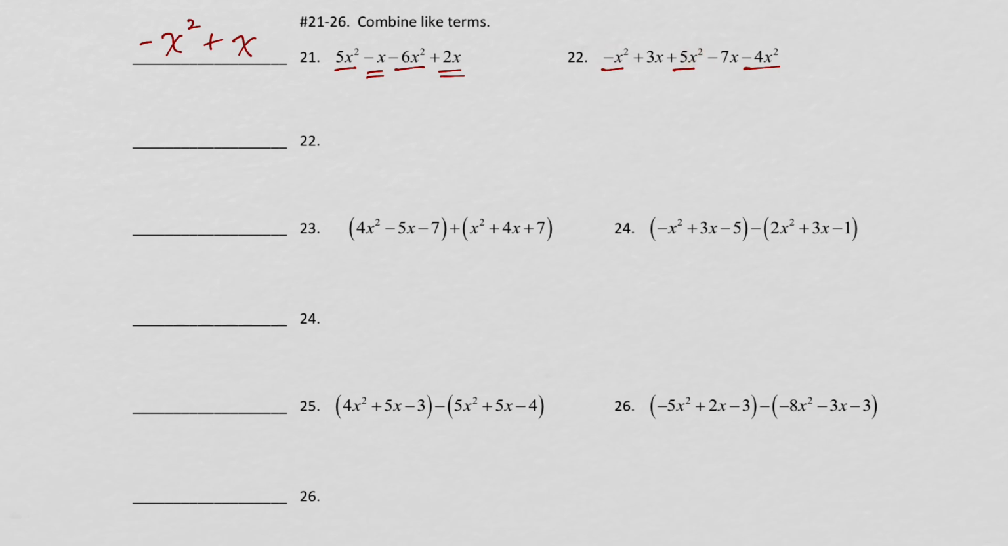Negative 1 plus 5 minus 4 is 0. So we don't write any of the x squareds. They just disappear. And then we have this and this. 3 minus 7 is negative 4x. We're going to multiply a positive and distribute it through. And that just doesn't change anything.